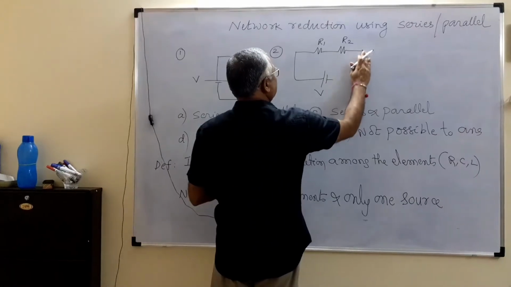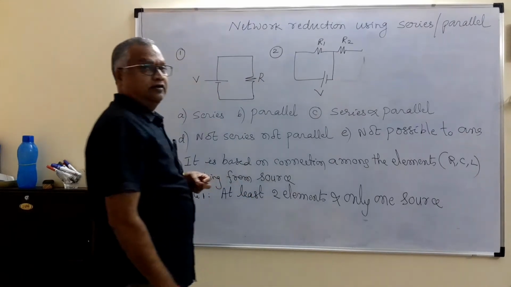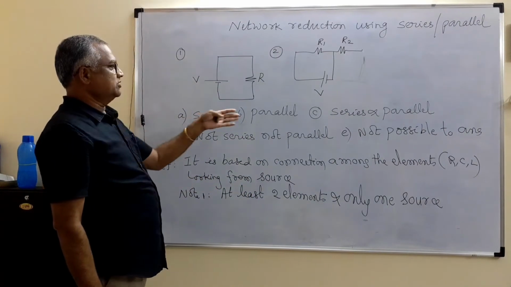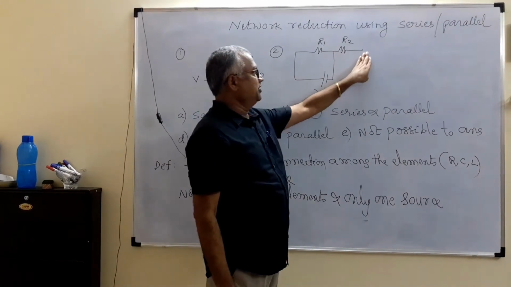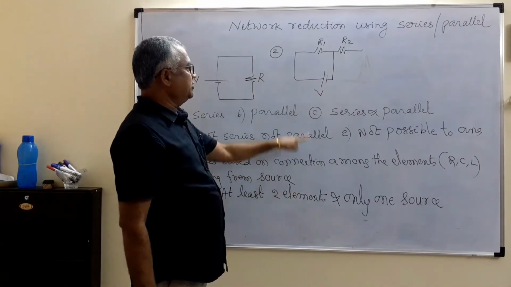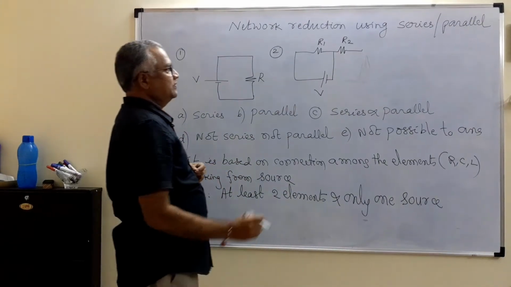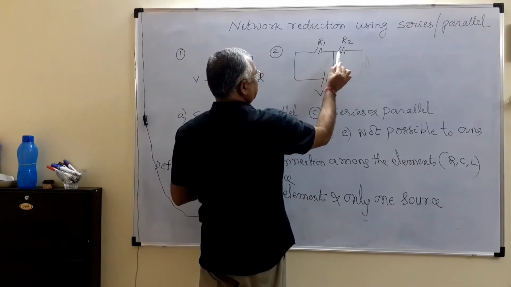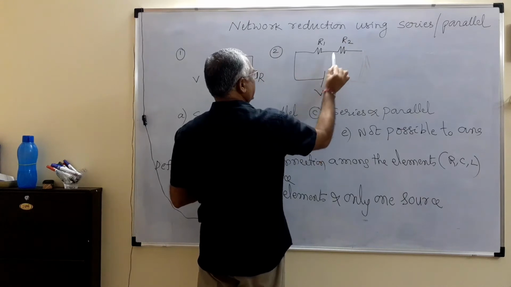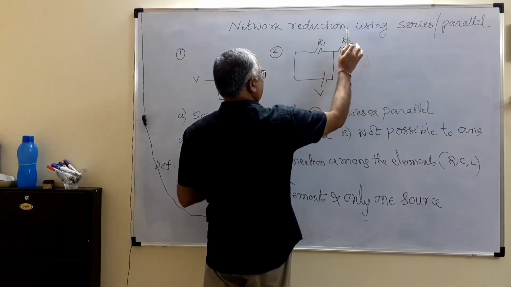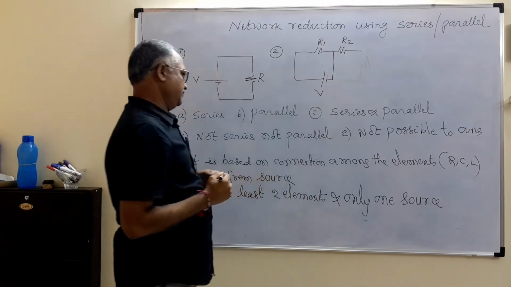Now what happens if the source is connected like this? Again I am asking the same question: series, parallel, or series and parallel. As per the definition, two elements are there, and one source is also there. But you can't answer again. These two are physically connected but electrically not connected. The loop is closed here only, and current is not flowing here. R2 is physically connected, electrically not connected.